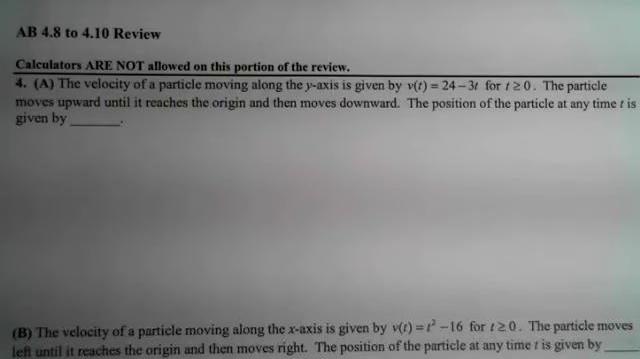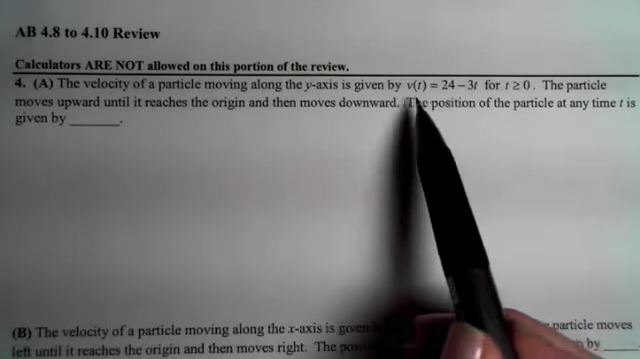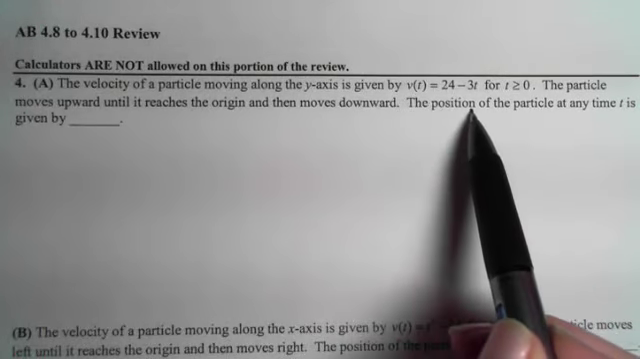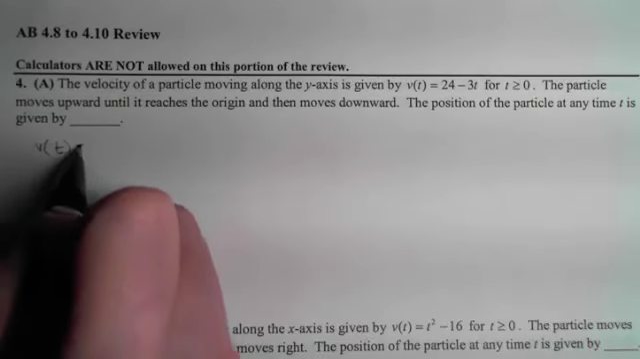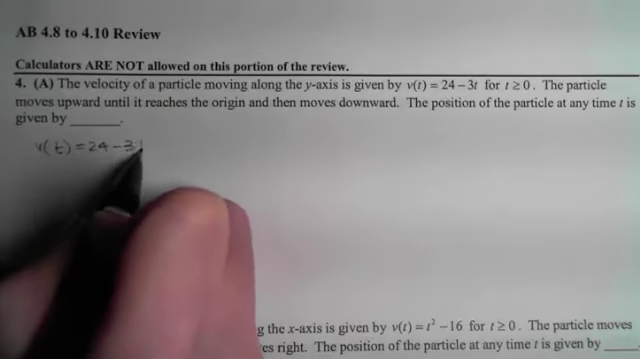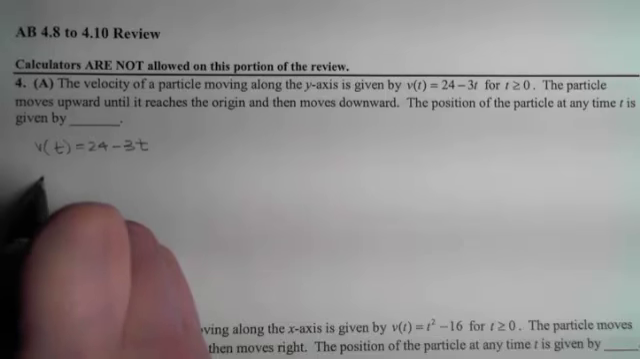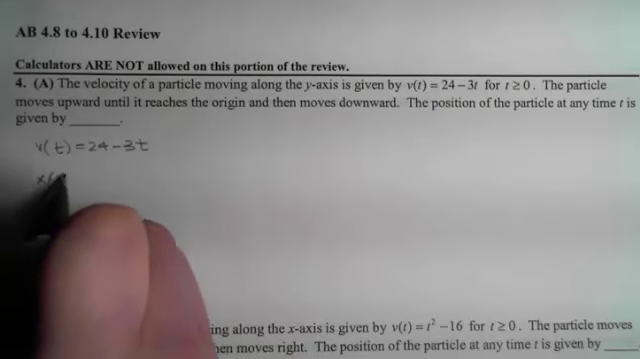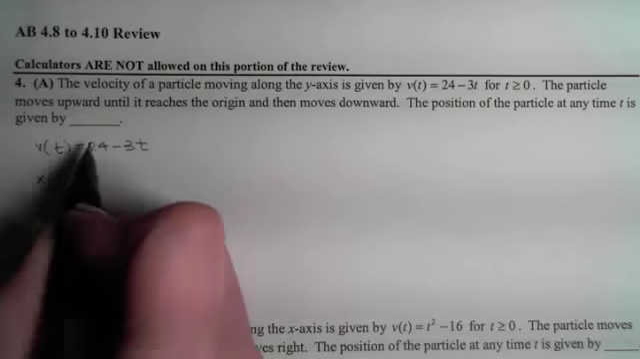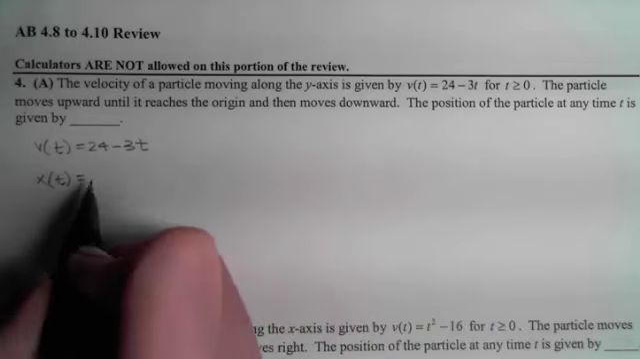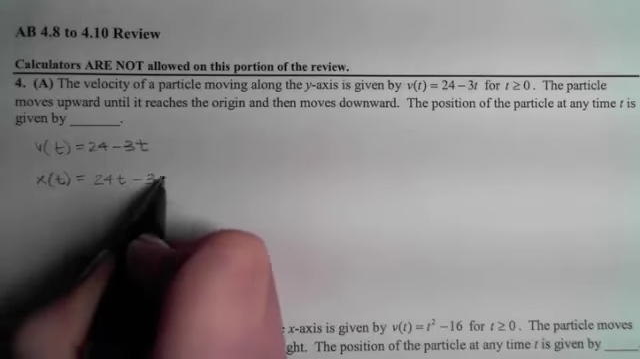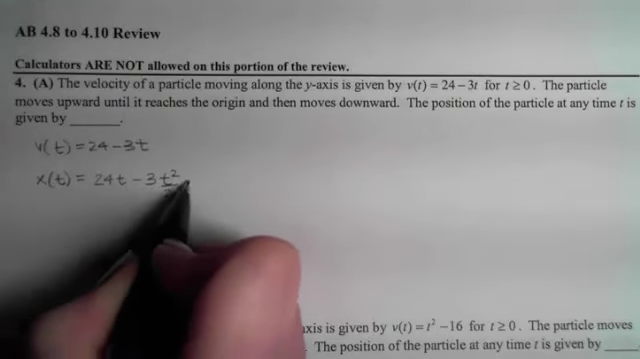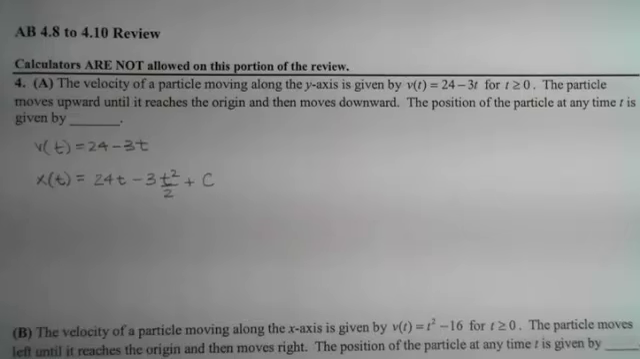Okay, so the first thing we're going to do is use the fact that velocity is the derivative of the position. We know the velocity is 24 minus 3t, so the position will be the antiderivative of this. That will be 24t minus 3t squared over 2 plus some constant.